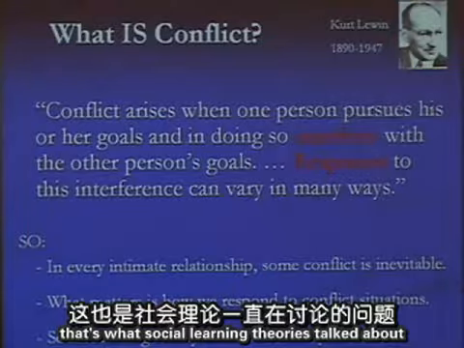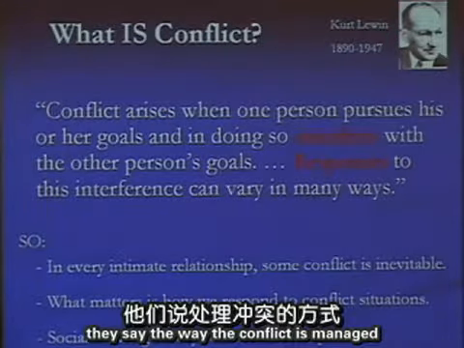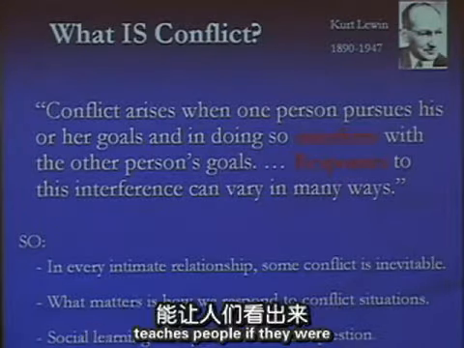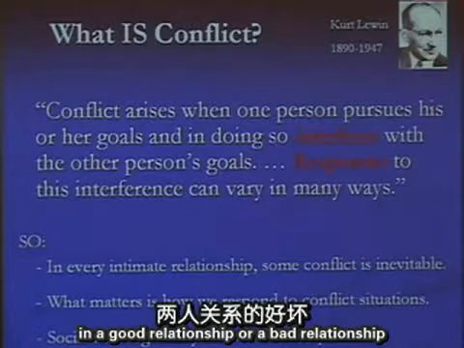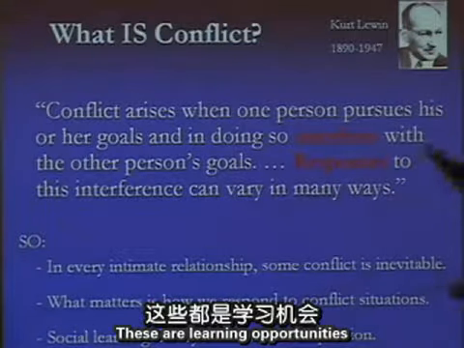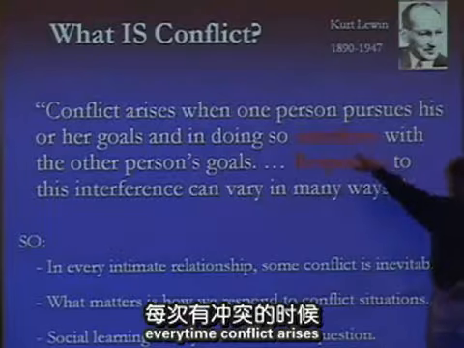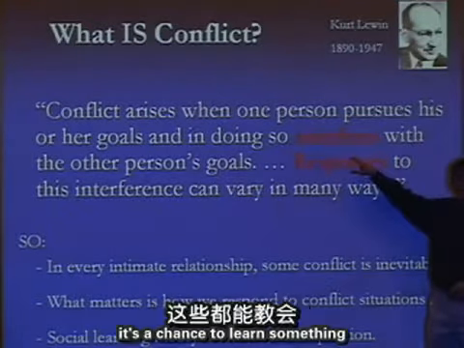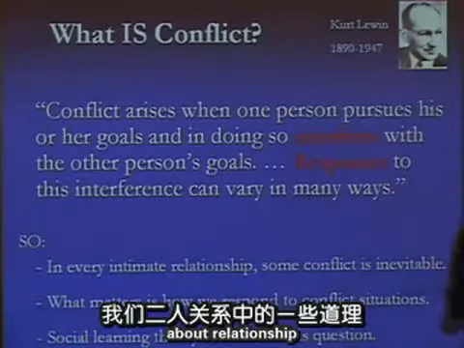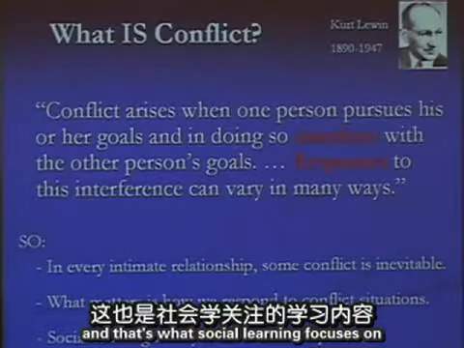And that's what social learning theory talks about. It's saying it's the way conflict is managed that teaches people whether they're in a good relationship or a bad relationship. These are learning opportunities. Every time a conflict arises, and it will arise, it's a chance to learn something about the relationship. And that's what social learning focuses on.